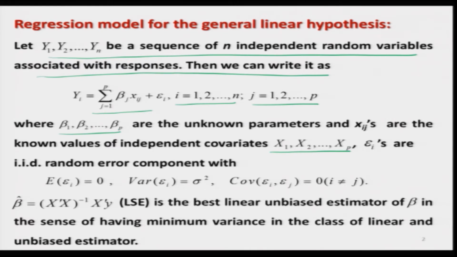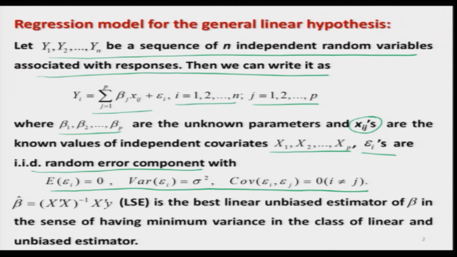They are associated with these independent variables x1, x2, ..., xp, and the epsilon i's are the IID random error components, and the small xij's represent the known values of these independent variables. We also assume that the expected value of epsilon i is equal to 0, variance of epsilon i is equal to sigma square, and covariance between epsilon i and epsilon j is equal to 0. That means all epsilon i's are IID having mean 0 and variance sigma square.